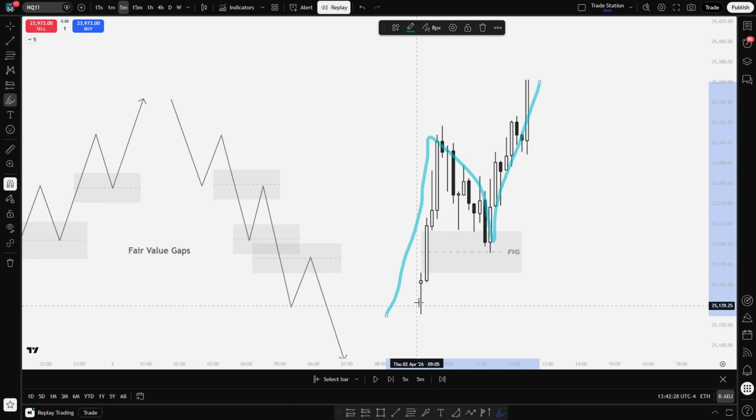This is a bullish example. So price goes up, down, and up and uses the fair value gap as support. That is the most important part. It uses the fair value gap as support to continue simple market structure.